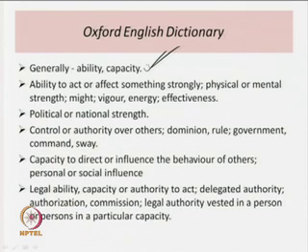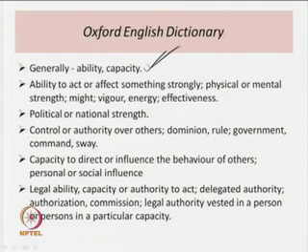Number 4, power is also the control or authority over others. If you say that he or she has the power to take this action, to carry out this action, or he or she has the power to decide certain things, in that sense point number 4 talks about that meaning of the term power. So, control or authority over others, dominion, rule, government, command or sway, the sense of having power over a certain territory. Next, power is also understood as the capacity to direct or influence the behavior of others, personal or social influence.